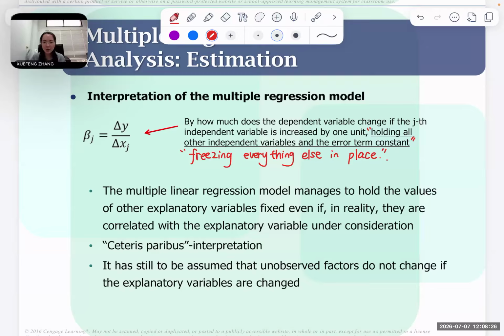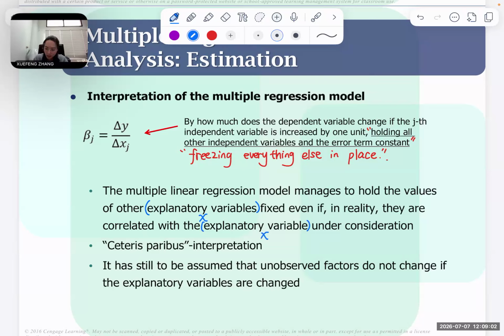Now here is the most magic part of multiple regression, the first bullet. The multiple linear regression model manages to hold the values of other explanatory variables fixed, even if in reality they are correlated with the explanatory variables under consideration. Remember what explanatory variables are? It means X, right? What does it mean?